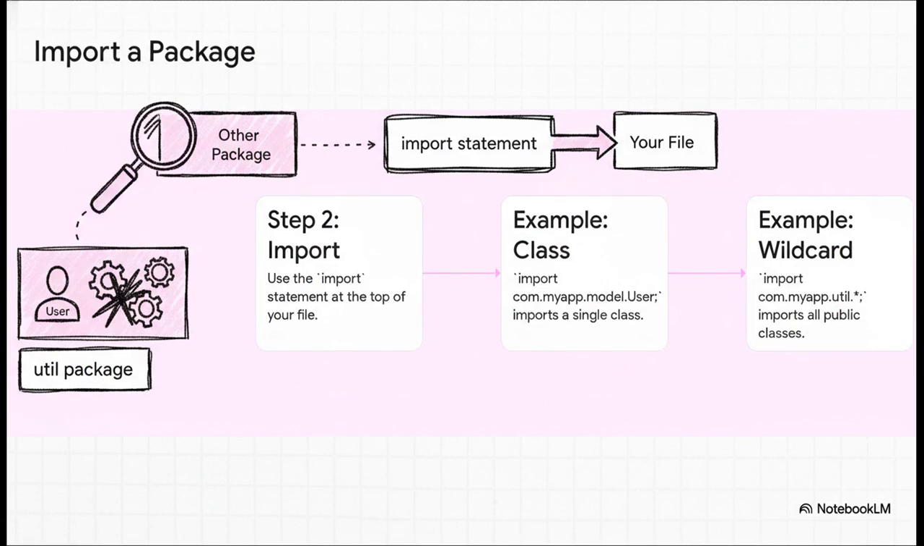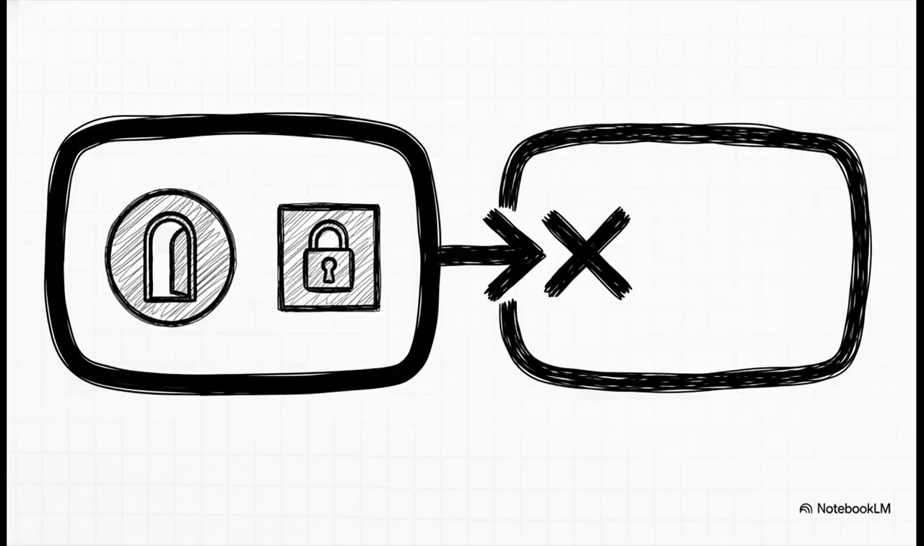Now, what if you want to use a class from another package? Well, you've got to import it. Right after your package declaration, you add an import statement. You can do this two ways. You can import one specific class, like our user class from the model package, or you can use the little star, the wildcard, to import all the public classes from a package, like everything inside util. Specific imports are usually clear, but hey, wildcards can be handy when you need a bunch of classes from the same place.